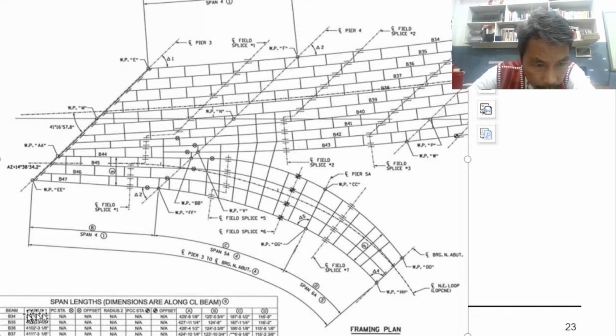So span lengths, beam B34, 35, 36, 37. So several beam names. So we have span 4, span 5A, span 6A. So this is for variable. I am searching for the word bifurcated. What do you mean by bifurcated?